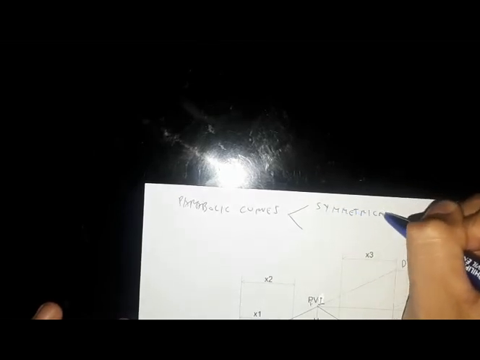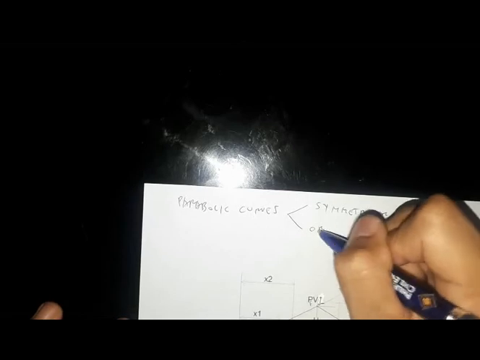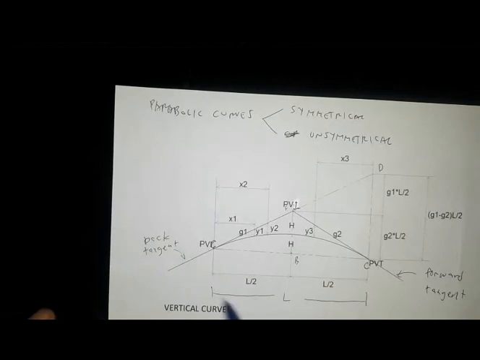Parabolic curves can be symmetrical or unsymmetrical. A symmetrical curve, as shown on the figure, is one wherein the length of the right side is equal to the length of the left side.